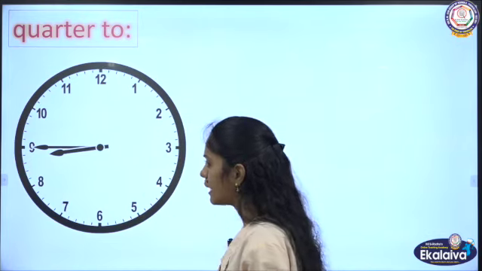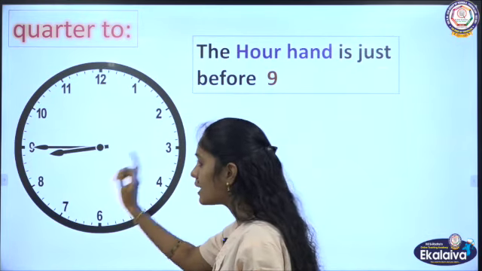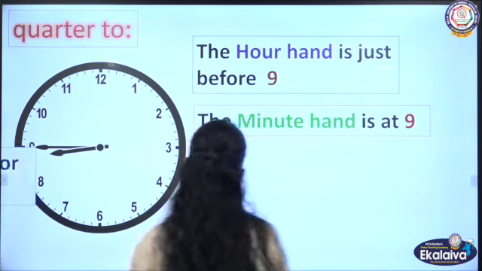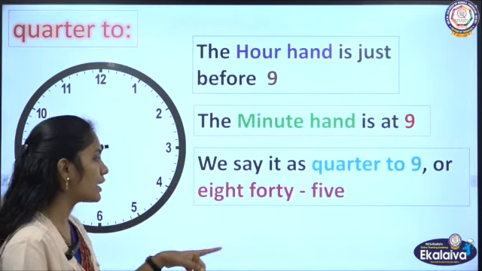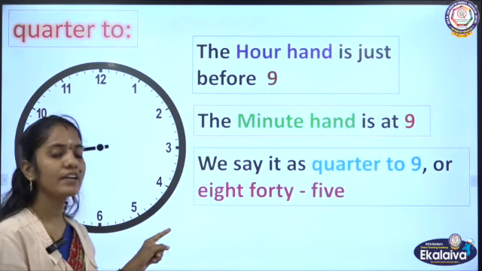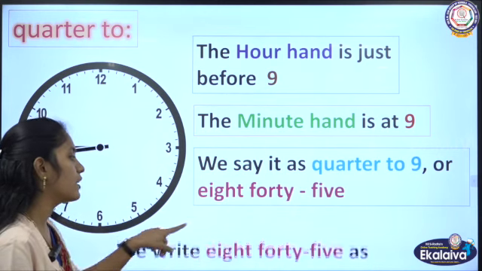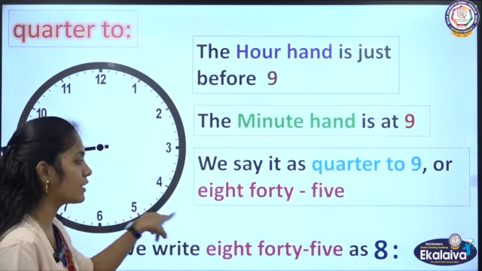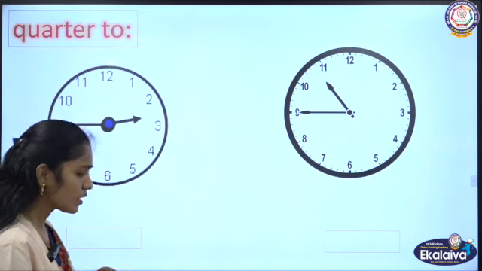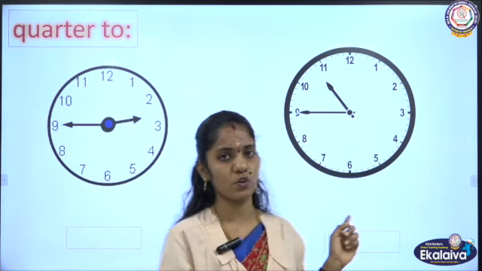Here the hour hand is just before 9. The minute hand is at 9. We say it as quarter to 9 or 8:45. We write 8:45 as 8:45. Now we will read time in these two clocks.